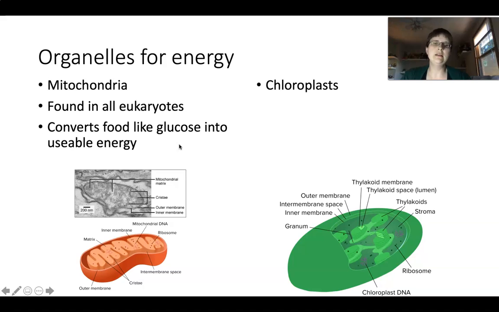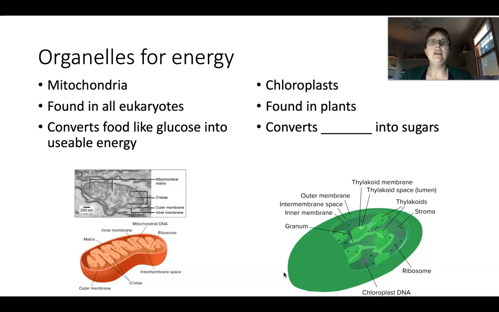Now, on the other hand, this guy over here that we've got the cartoon version of are chloroplasts. Chloroplasts are only found in plants and algae. So plants and some of the protists. Protists are single-celled organisms that don't really belong to plants or animals. These guys are going to convert sunlight into sugar. So it's going to take the energy from sunlight and turn it into sugar. So it's going to take that kinetic energy from light and turn it into chemical energy.